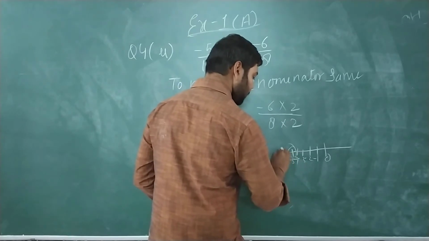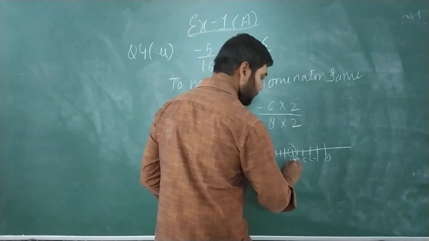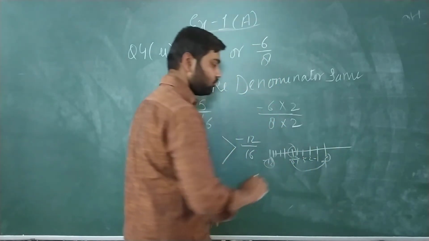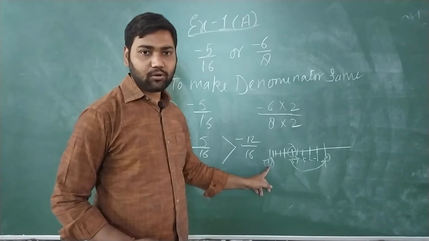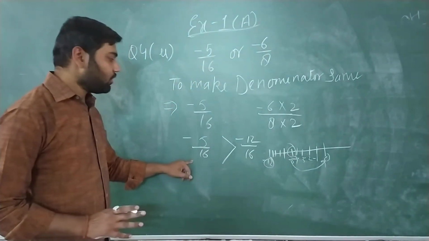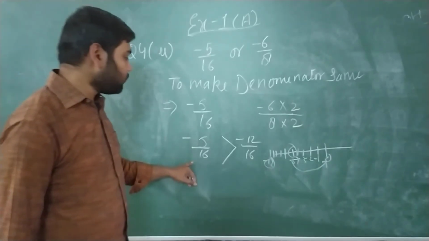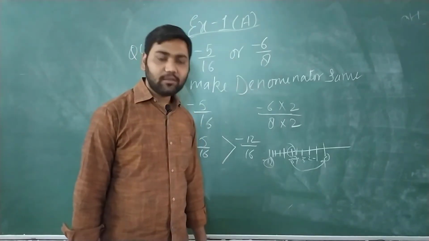So this is the minus 5 value, and somewhere here the minus 12 value will come. So minus 5 is much closer to 0, so it is greater as compared to minus 12. Okay. So this is the way of denoting the value in integers, negative integers. That means minus 5 by 16 is greater than minus 12 by 16.